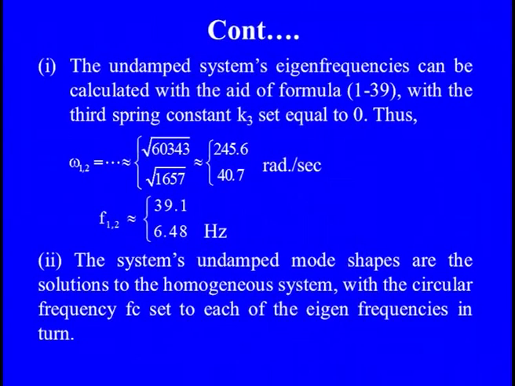And the system's undamped mode shapes can also be easily calculated using the homogeneous system equations with the circular frequency for each eigenfrequency. That means we have omega 1 and omega 2, and the displacements coming out from 6.48 hertz and 39.1 hertz simply show how the mass displacements are. We can easily figure this out by putting this into the main equation.